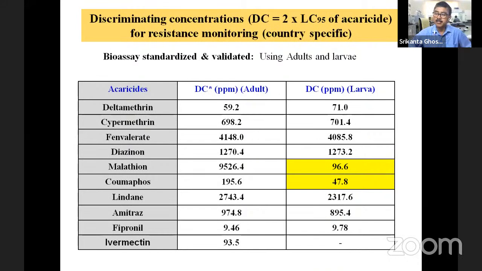For any type of monitoring, we should have a starting point. You have an insecticide, but you don't know from which concentration you should start to screen your sample. So we identify what is called the discriminating concentration. Discriminating concentration means the concentration above which, if the targeted organisms, adult stage or larval stage, are surviving, that means that is resistance. We have worked out this concentration, and there is no need to go below it, because this data generation process is very long. We have worked out that this can be used throughout the country. Anybody can use this data against this insecticide. If you need, I can share this slide so that you can use this data to establish your data.